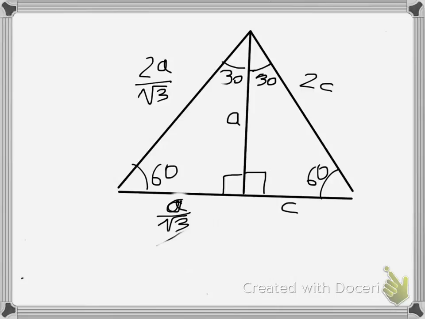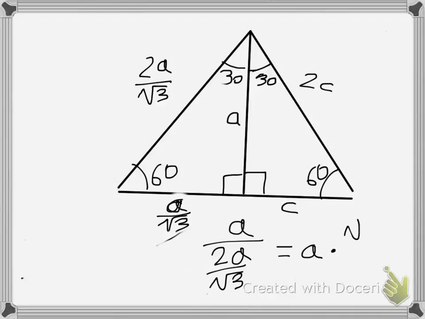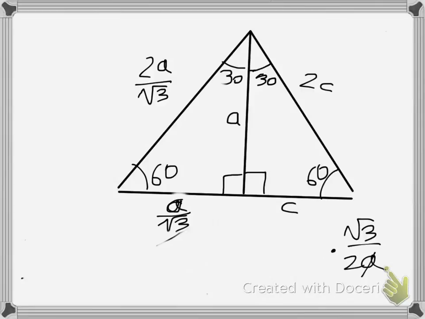So first we're going to find the sine of 60 degrees, which is opposite over hypotenuse. So it would be a divided by 2a over the square root of 3, which equals a times the square root of 3 over 2a, because we're multiplying by the reciprocal. So these 2a cancel, and we've got the sine of 60 degrees equals square root of 3 over 2, which is interesting because this is the same as the cosine of 30 degrees. So the sine of 60 degrees equals the cosine of 30 degrees, and so the sine of 60 degrees is square root of 3 over 2.